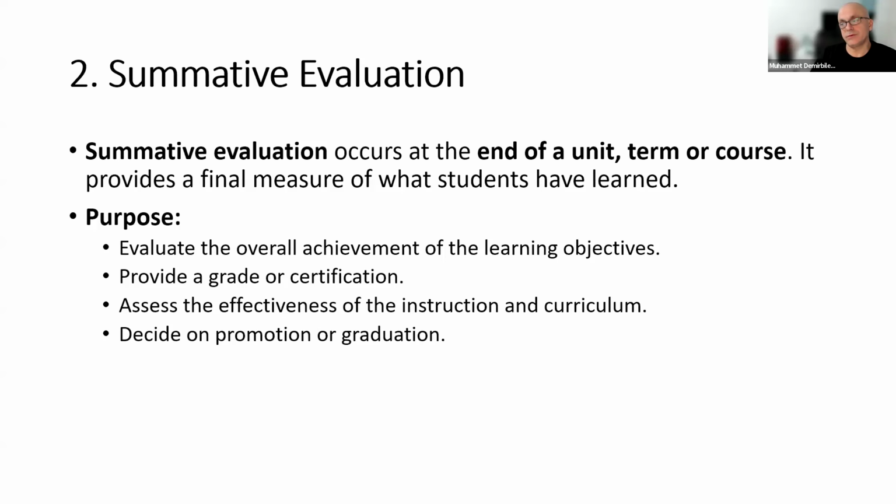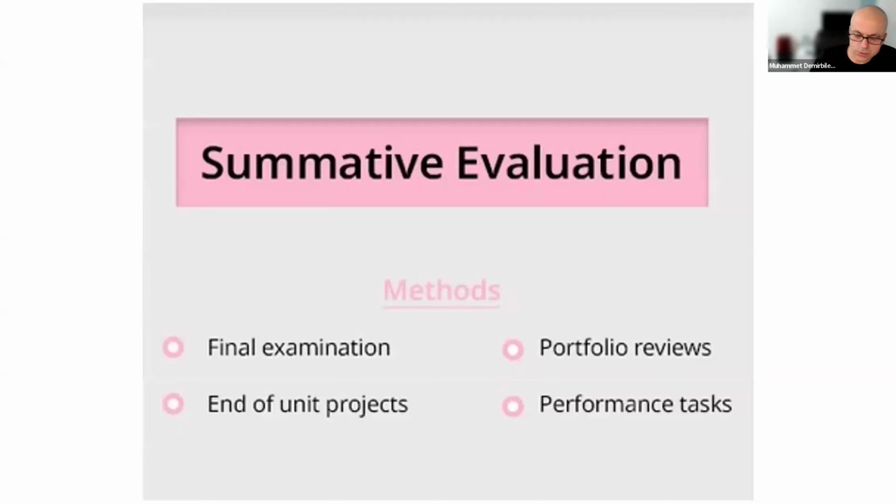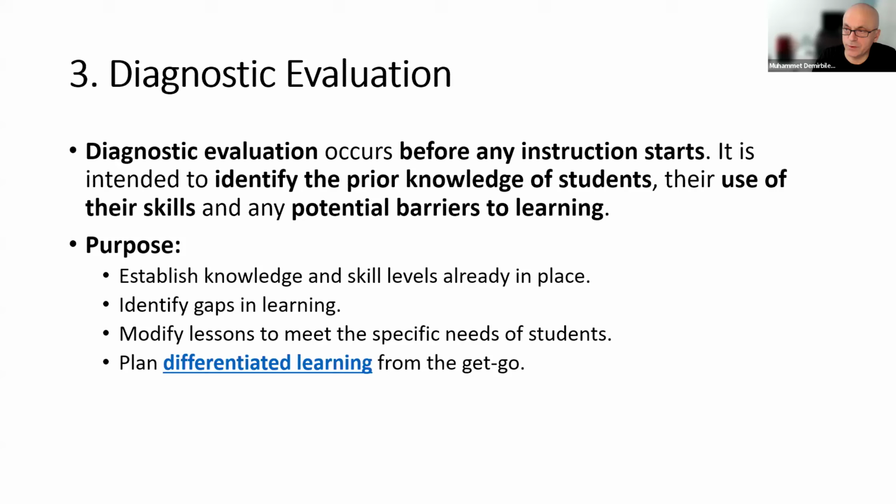Another type of evaluation was summative evaluation. We use this kind of evaluation at the end of the term, course, or unit to evaluate students' overall achievements on the learning objectives and provide a grade or certification to the students. Final exams, portfolio reviews, performance tasks, end-of-unit projects, and so on are the methods that we use for summative evaluation.